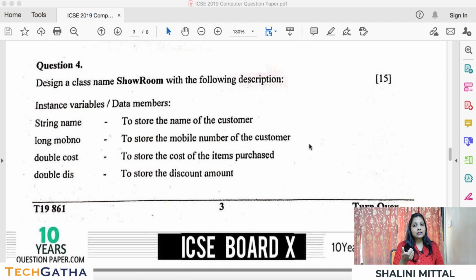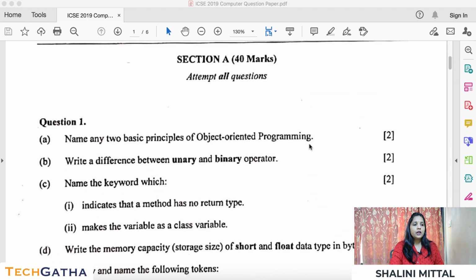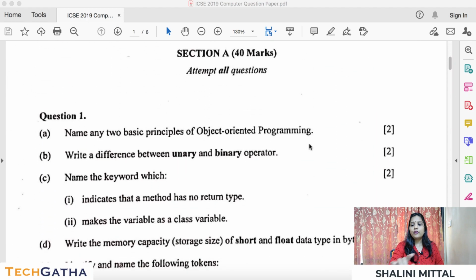You can utilize that time either revising the paper, going through it once again to check you haven't made any silly mistakes, or going to the questions that you have left. Sometimes it happens that for Section B you may require more time because there are programs which require logic, right? Now when you start Section A, there are a few very important points that you have to remember.